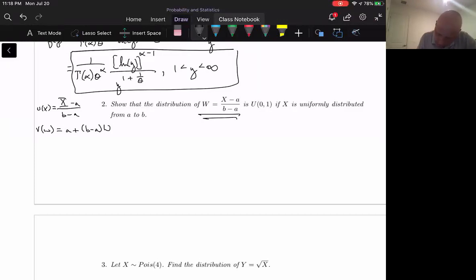And I also know that f of x, since x is uniform a to b, is 1 over b minus a. Questions on any of the details that I've stated so far for this problem? Because I haven't actually derived anything. I just stated either what was given or it was pretty quick to find.